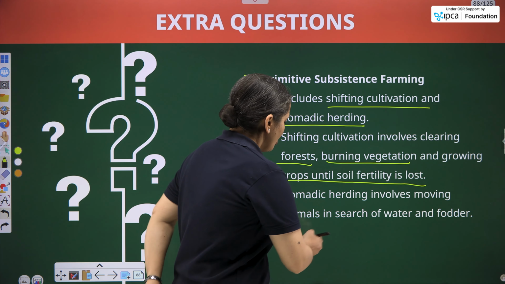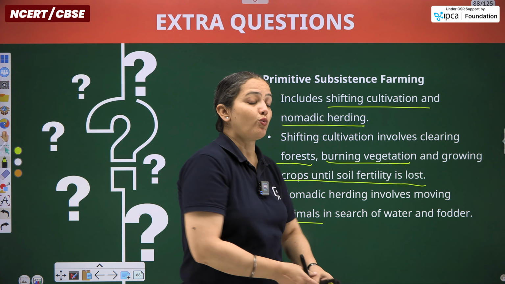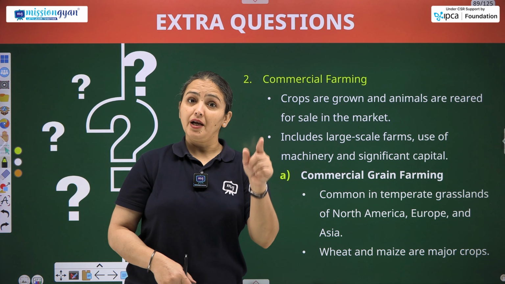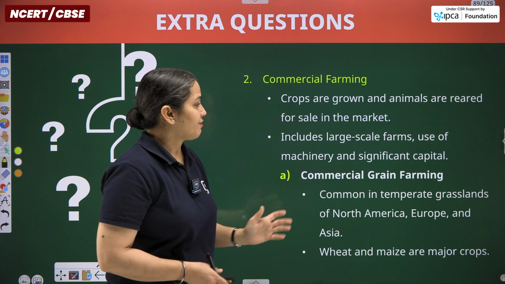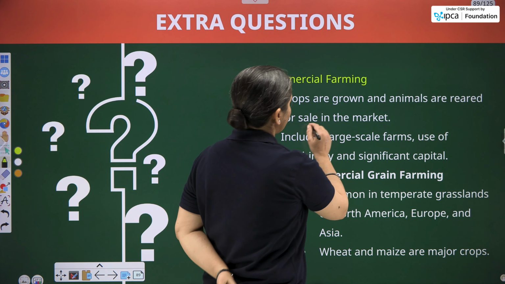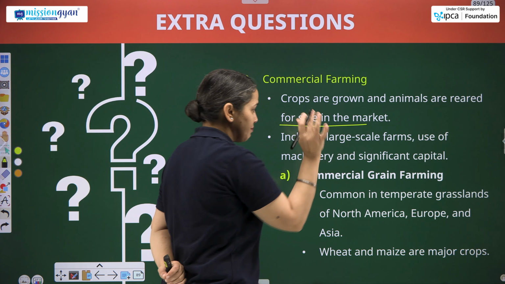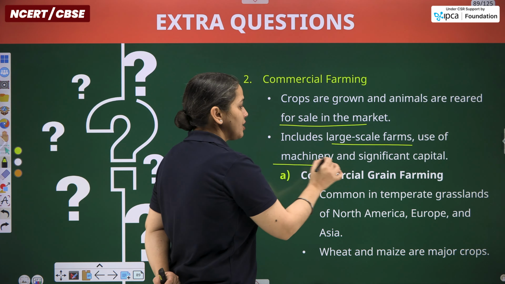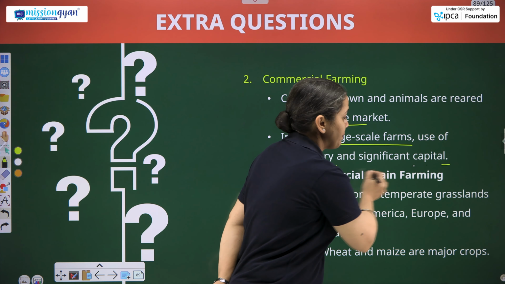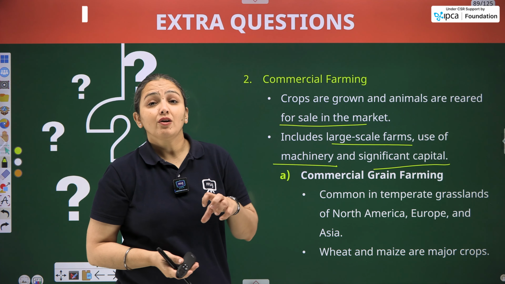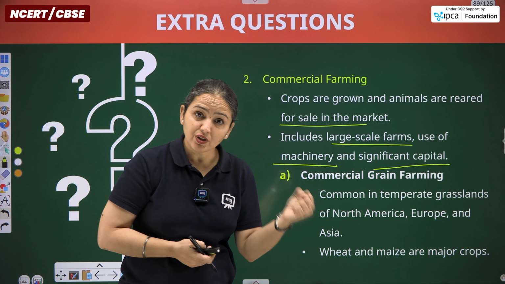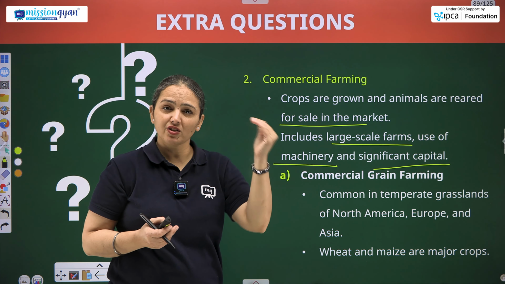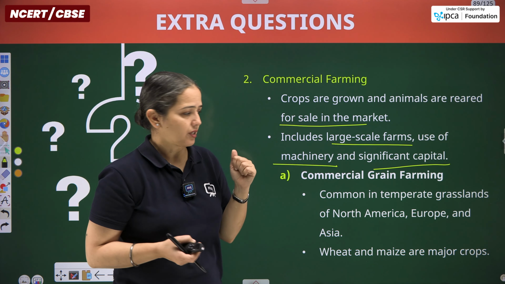Nomadic herding involves moving animals in search of water and fodder. Fodder, the food crop of the animals. Then commercial farming, crops are grown and animals are reared for selling purpose in the market. It includes large scale farms, use of machinery and significant capital because technology is involved, machinery is involved, modern equipments are involved, likewise for the harvesting purpose, sowing purpose and various other concerns.